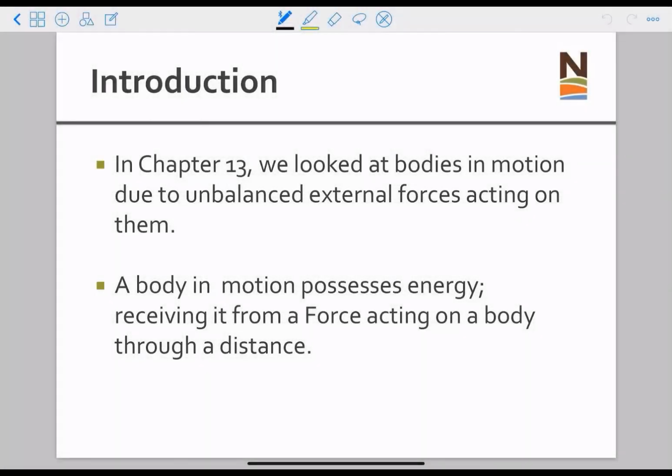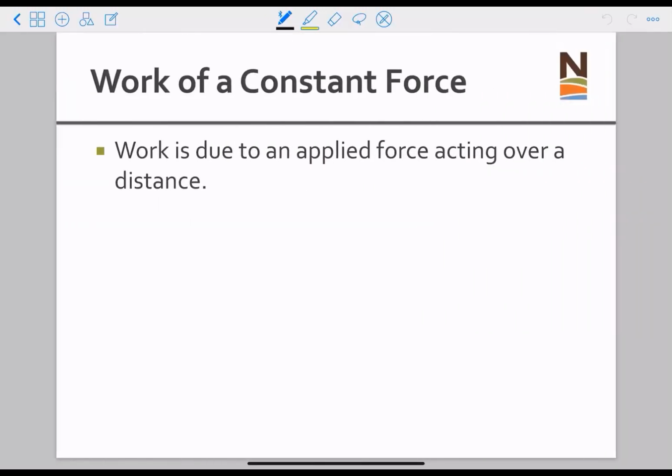So in chapter 13, we looked at bodies in motion due to an unbalanced external force acting on that body. A body in motion possesses energy, receiving it from a force acting on a body through a distance. And this is what we call work. So work is due to an applied force acting over a distance.